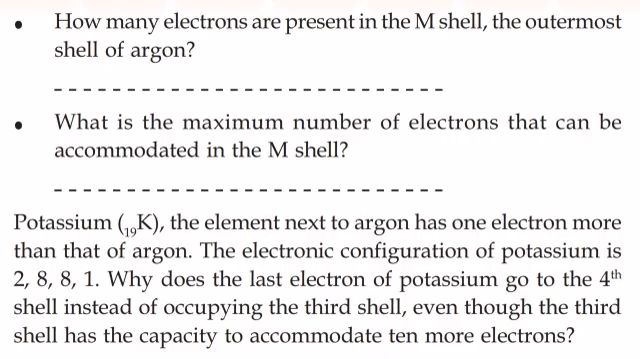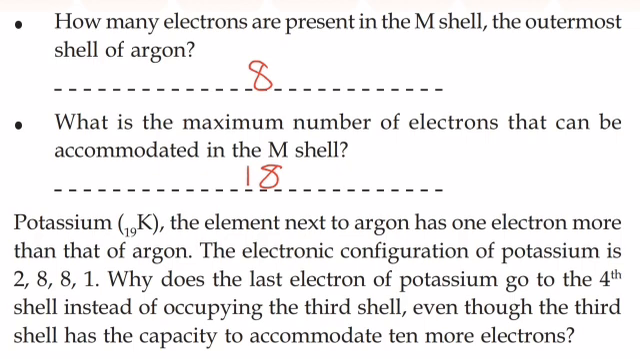How many electrons are present in the M shell, the outermost shell of argon? What is the maximum number of electrons that can be accommodated in the M shell? Yes, the answer of the first one is 8 and the second one is 18.